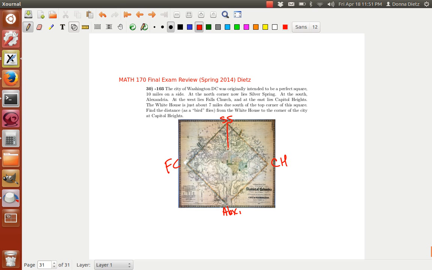So if I just draw a line like this, right here would be, who knows what, but actually it's going to be somewhere around here, the White House.